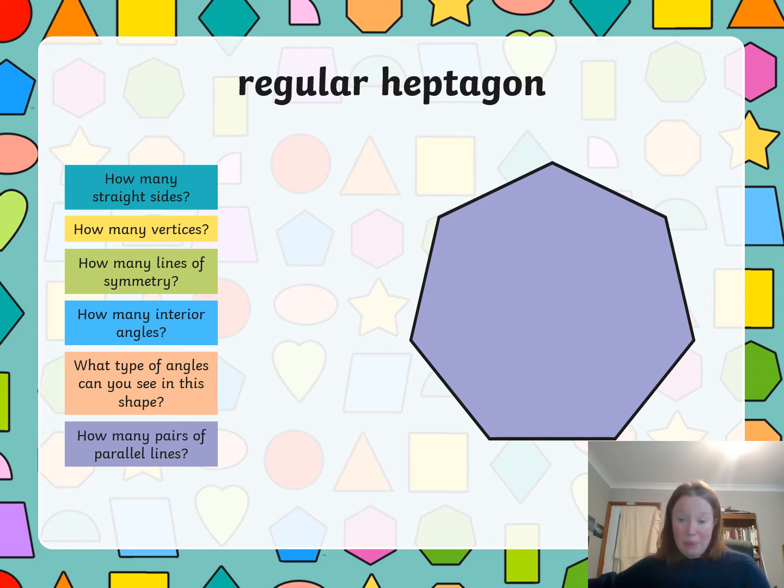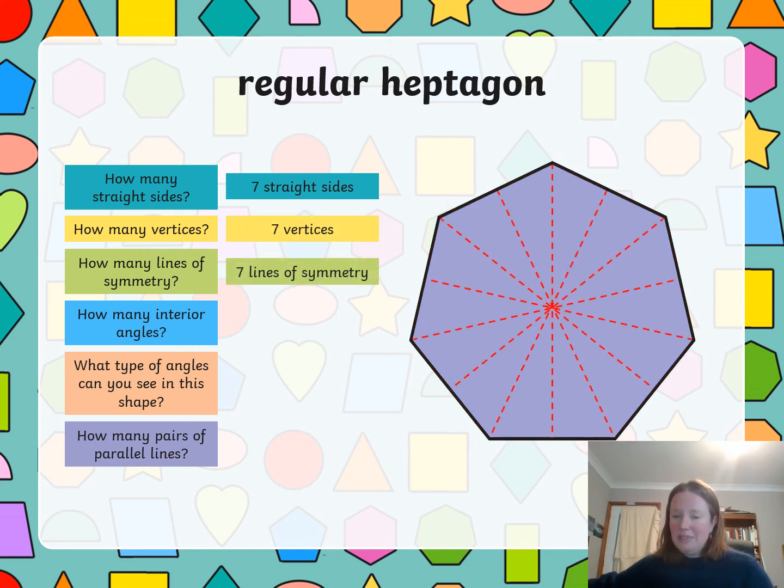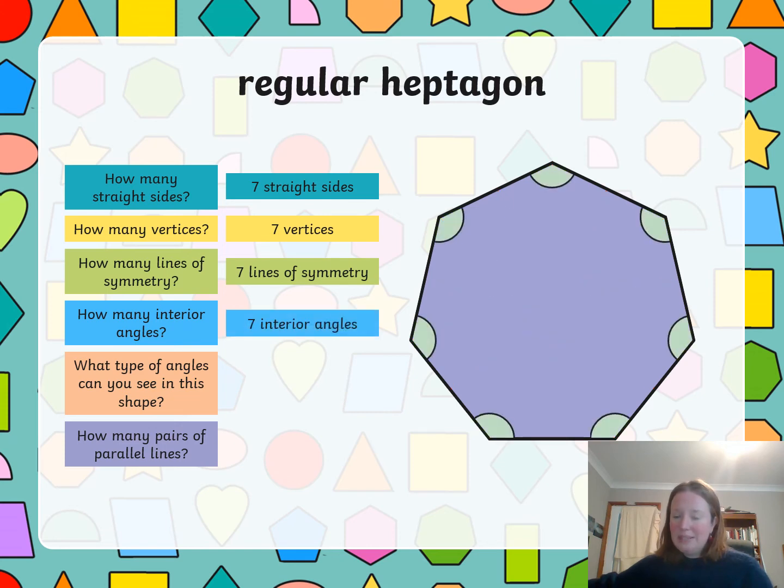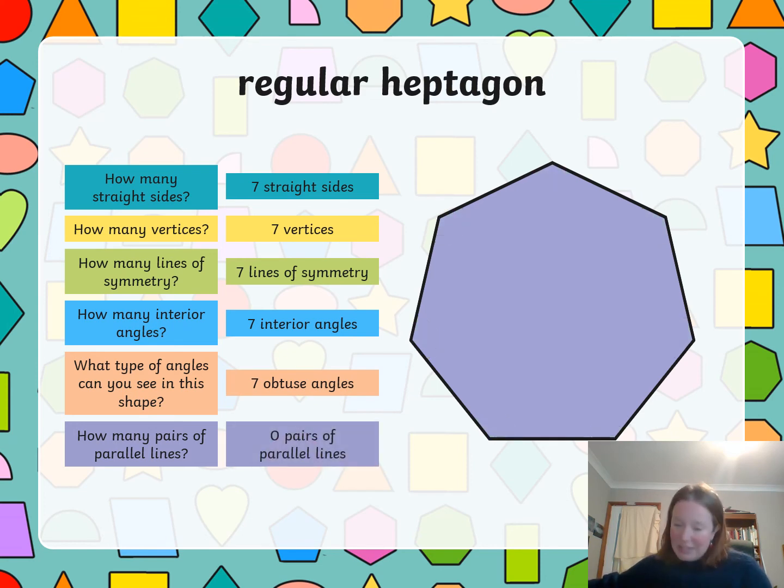Heptagon, we're going up by 1, so we're now at 7. 7 straight lines, 7 vertices, 7 lines of symmetry, 7 interior angles, 7 obtuse angles, and there are 0 pairs of parallel lines here.